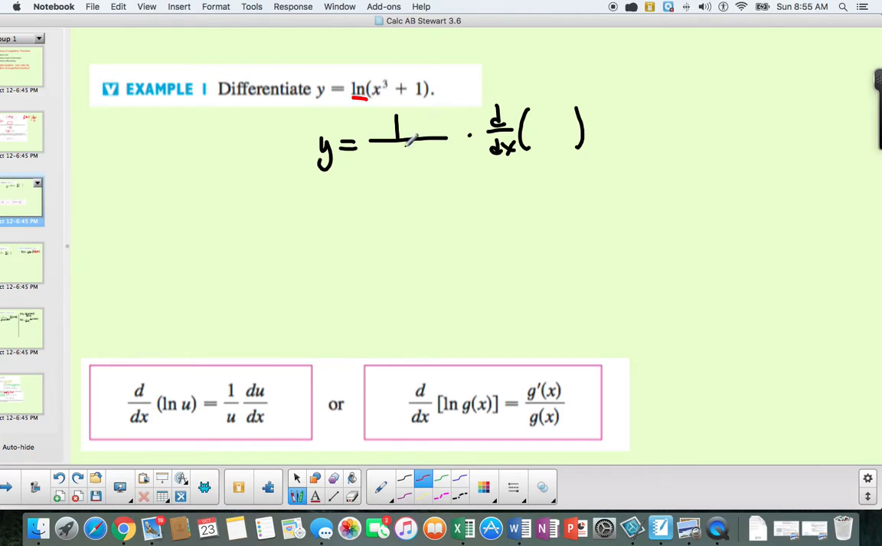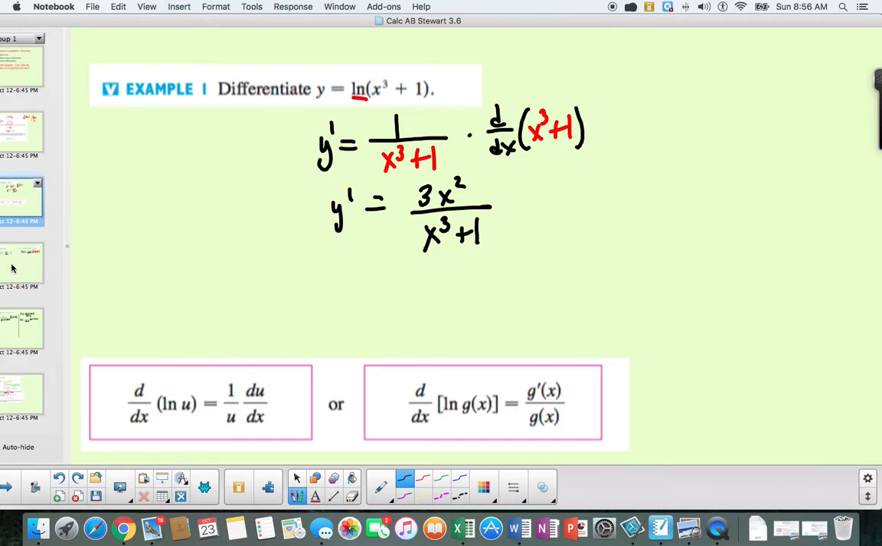Natural log: it's 1 over the argument, x cubed plus 1, times the derivative of the inner function, which is 3, which is going to be, I'm going ahead of myself. So we're going to take the derivative of x cubed plus 1, and so the answer is going to be, this should have been a prime, y prime is equal to 3x squared all over x cubed plus 1. So again, the natural log of a differentiable function is 1 over the argument times the derivative of the inner function, whether it's in u or in function notation.